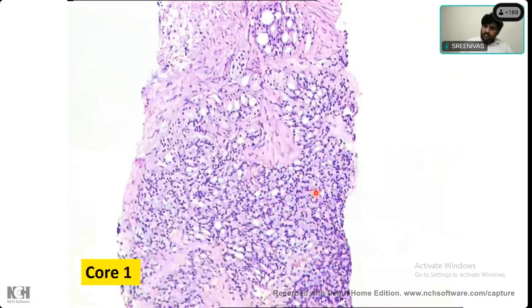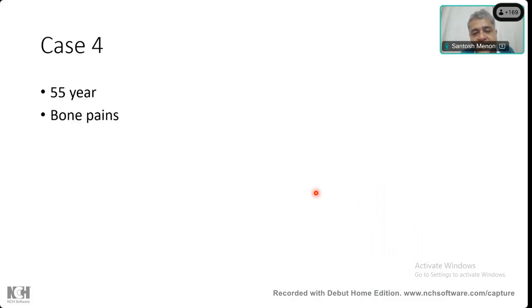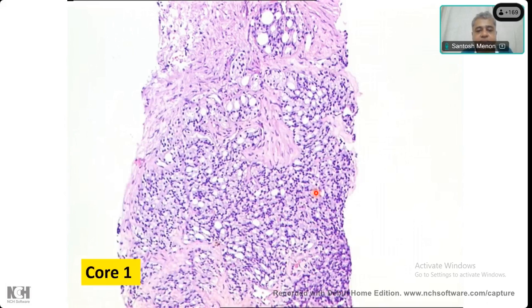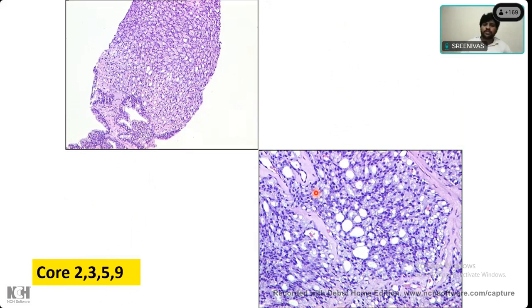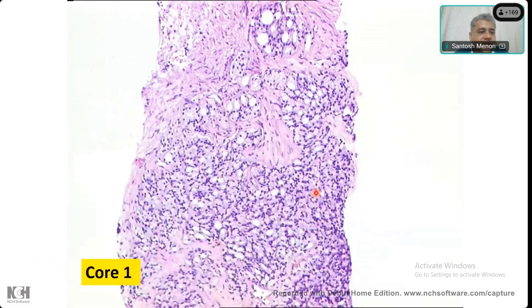Supposing the core has only this kind of glands, what will be your Gleason scoring? 4 plus 4. Very good. 4 plus 4, 8 would be your Gleason. Very good. Case number 4.